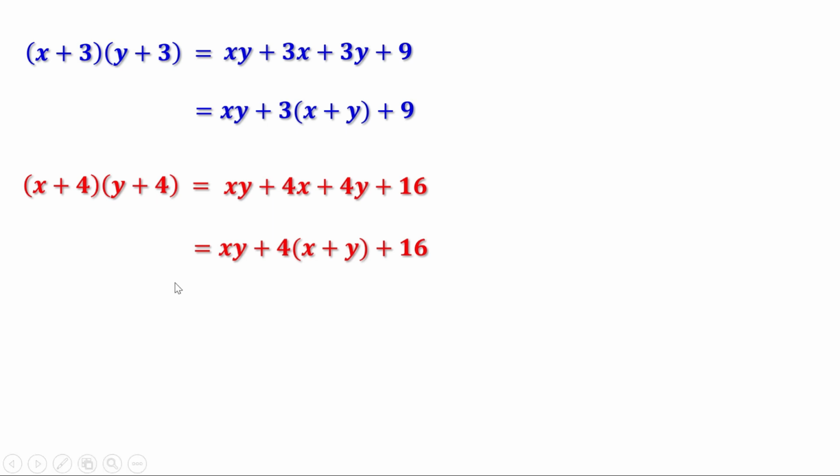Now let us generalize. Instead of numbers, let me take a. a can be any number. Then (x plus a) into (y plus a) equals xy plus a into (x plus y) plus a square.